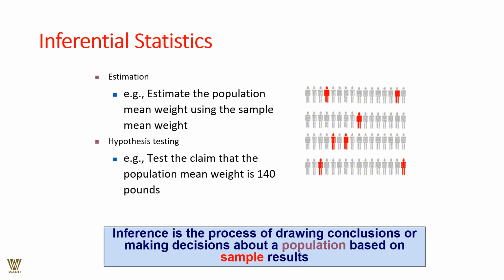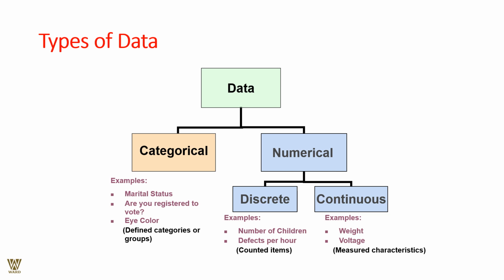So inference is the process of drawing conclusions, making a decision about a population based on a sample result. Now, types of data. Data are again of two types: categorical and numerical. Let us approach the categorical data. Categorical data can be anything and everything, such as marital status, whether you are registered to vote, what is the color of your eye, is it blue, brown, or hazel. These are defined categories. These are categorical data.